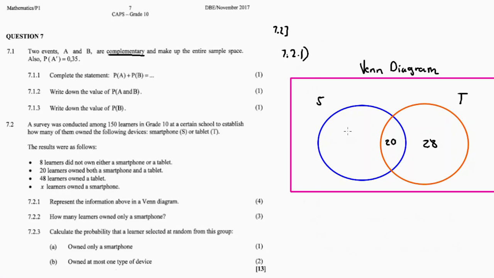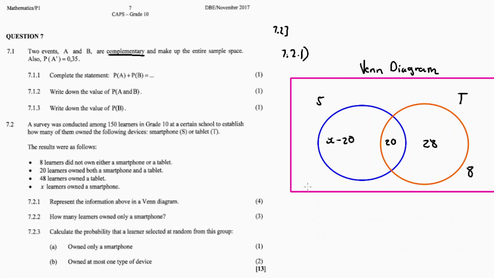On the other side it's the same thing, you subtract as well, but unfortunately we are given x. So we say x minus 20. Why do I say it's unfortunate? Because we would need to calculate this x, right? We can't get an exact value, so we write it in terms of x. So this is the number of learners, x learners who owned smartphones. And then we put 8, which is the 8 learners who don't own a tablet nor a smartphone.